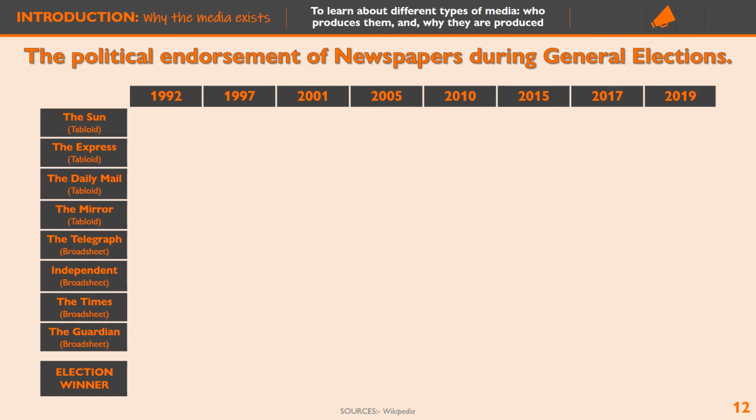Another reason people create the media is influence. Here you can see the political endorsement of newspapers during general elections. So roughly speaking, every 4 or 5 years we have a general election. And here on the left you can see the different newspapers, the Sun, the Express, the Daily Mail and so on. There's a few tabloids and a few broadsheets. And these newspapers are basically the ones that are the most read in the UK. If we take a look at which political party these newspapers supported in each general election, we might see some trends.